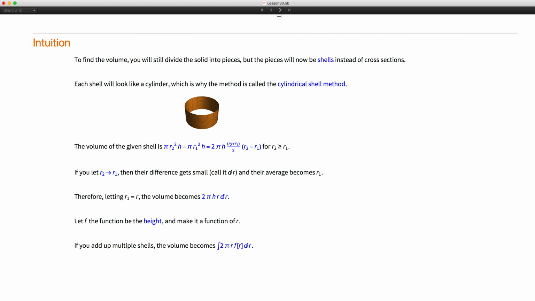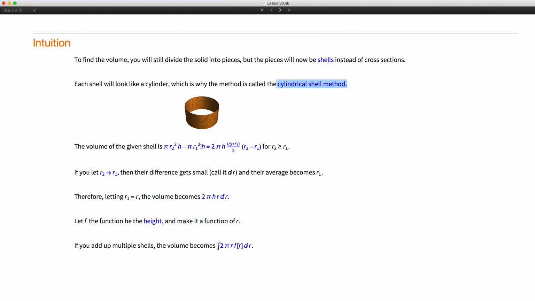So let's build some intuition for the method. Let's say you want to find the volume of a solid. You break it up into pieces, but these pieces are now going to be shells rather than cross sections. Because each shell looks like a cylinder, it's called the cylindrical shell method. So here's a typical cylinder. It's very thin. It has an outer radius of R2, inner radius of R1.